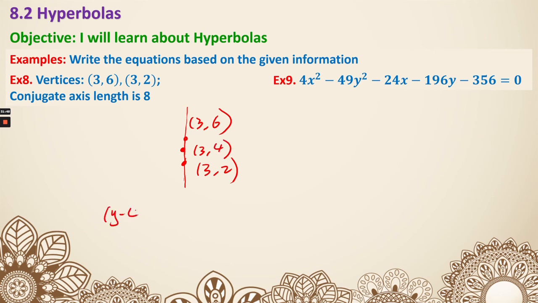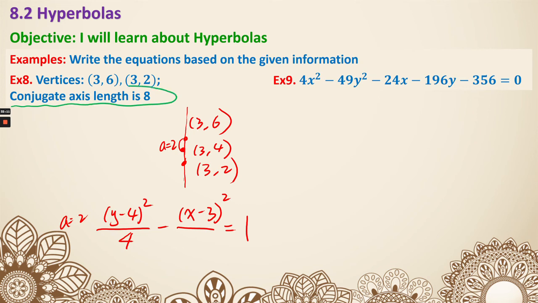So (y minus 4) squared in the front over something minus (x minus 3) squared over something equals 1. I can identify my a. The points are 2 away, so my a would have to be 2. If my a is 2, that means it's going to be a 4 under the (y minus 4) squared. As for my b, conjugate axis length is 8. The length of each axis would be either 2a or 2b. In this case, that means 2b is 8. So my b is 4. That means it's going to be a 16 under the (x minus 3) squared.